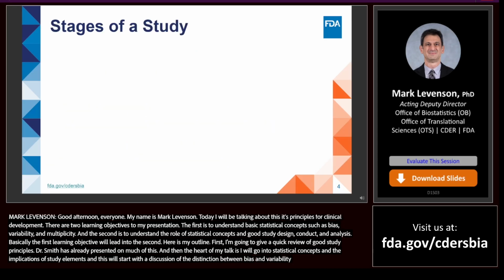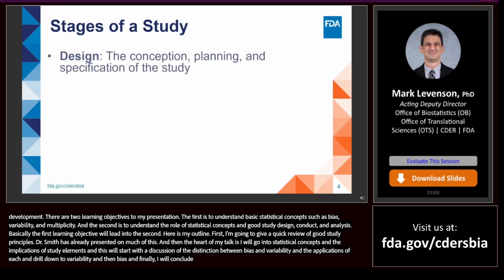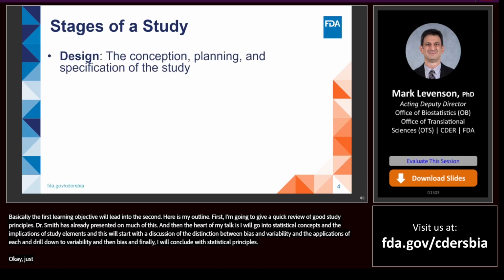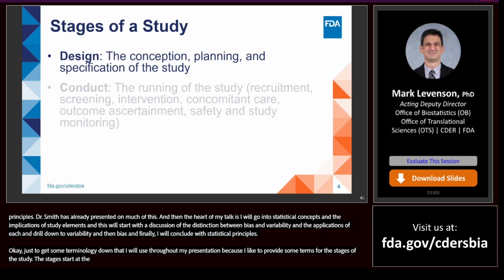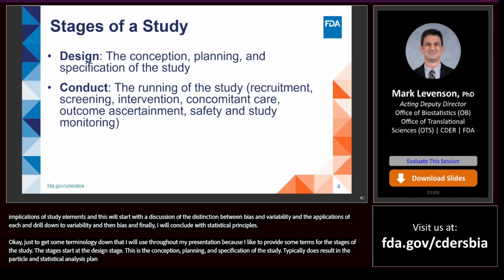Okay, just to get some terminology down that I'll be using throughout my presentation, I'd like to provide some terms for the stages of a study. The stages start at the design stage. This is the conception, planning, and specification of the study. Typically, this will result in the protocol and statistical analysis plan, or SAP. The second stage is the conduct. This is the running of the study. This includes recruitment, screening, intervention, concomitant care, outcome ascertainment, and safety and study monitoring.